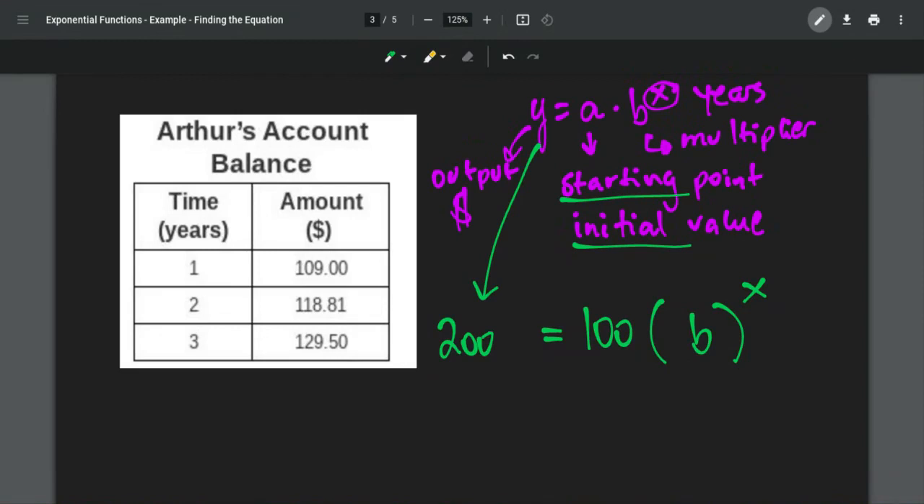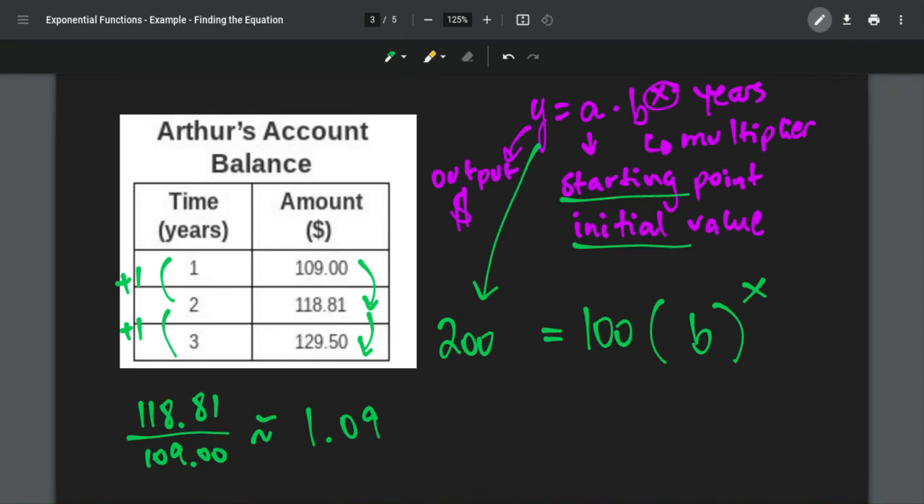How do we find B? Okay, so the increase here is always 1. So nothing extraordinary. The question is, how do we get from here to here, from here to here? The easiest way to do it is take one value, divide by the one above. See what you get, okay? So when you put that in the calculator, you get something like 1.09 when you round it.